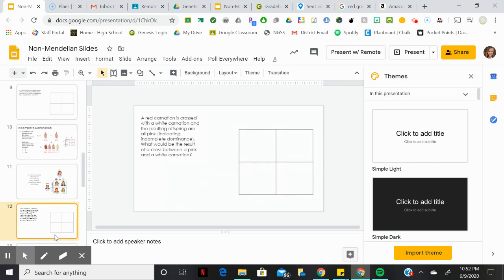A red carnation is crossed with a white carnation, and the resulting offspring are all pink. What would be the result of a cross between a pink and a white carnation? So, again, you have to think of the notation. We're using all uppercase letters here because it's incomplete dominance. There's no recessive allele. There's no lowercase. So I'll choose R again. It can be any uppercase letter. In this case, it actually doesn't matter if they look different, uppercase, lowercase. You know what, I'll pick any random letter, so I'll do a P.